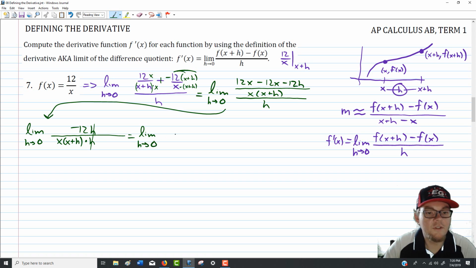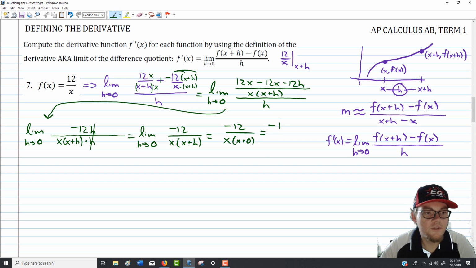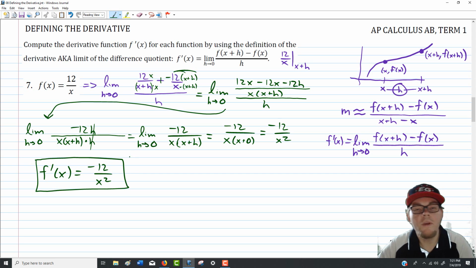We'll get the limit as h goes to 0 of negative 12 over x times x plus h. We can plug in h equals 0 now. We'll get negative 12 over x times x plus 0. That's going to be equal to negative 12 over x squared. So we were looking for f prime of x. F prime of x turns out to be negative 12 over x squared. And what that means is if we want to know what the slope is at any particular x value on the graph of 12 over x, that slope will just be the x value squared and then negative 12 divided by it. So pretty powerful thing.